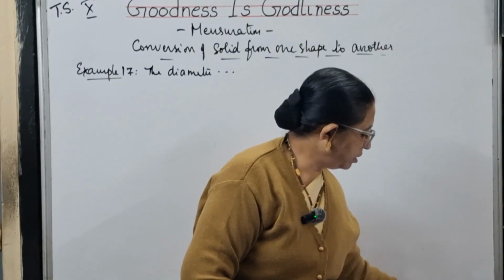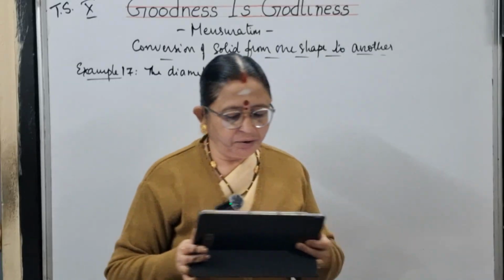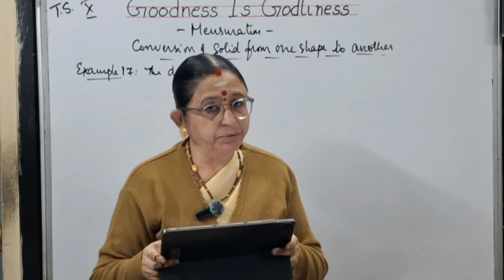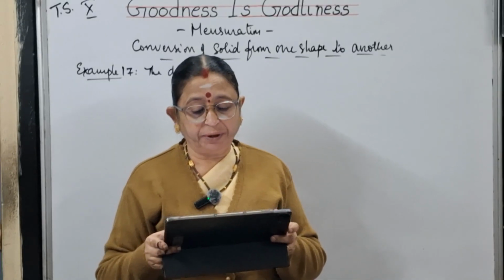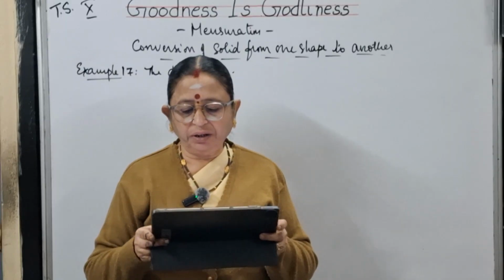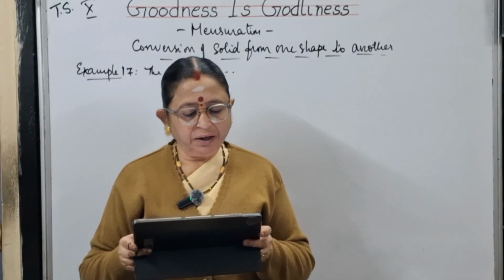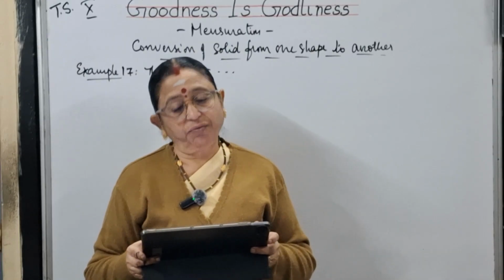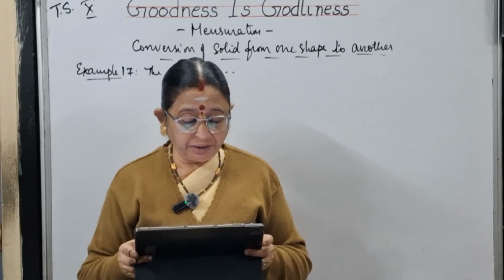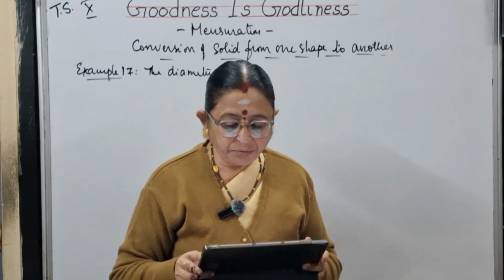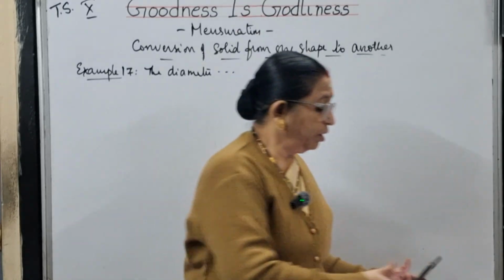Now the next one, the 17th, children. The diameter of a metallic sphere is 6 centimeters. Diameter they have given of a sphere. It is melted and drawn into a long wire having a circular cross section of diameter 0.2 centimeters. Find the length of the wire.